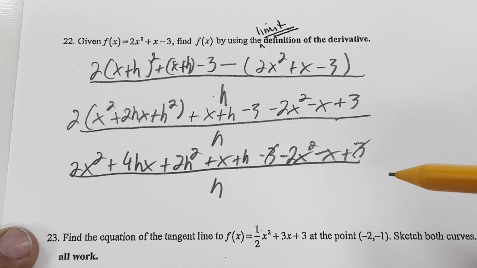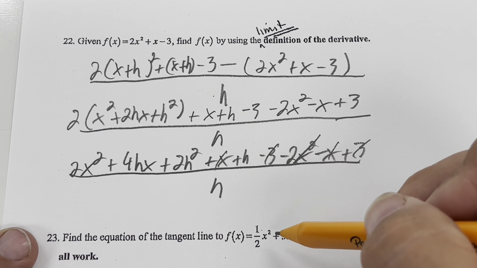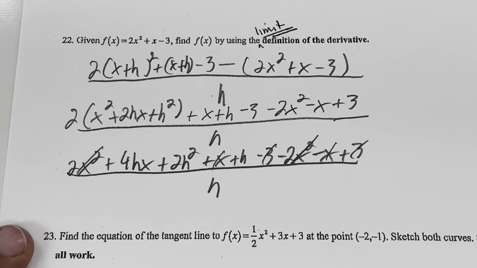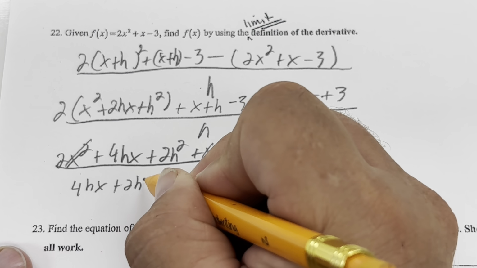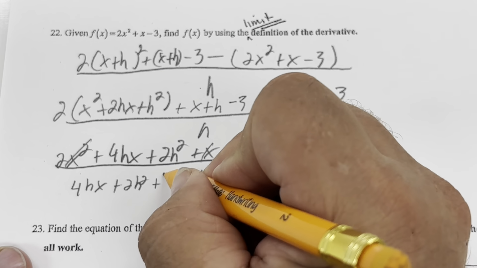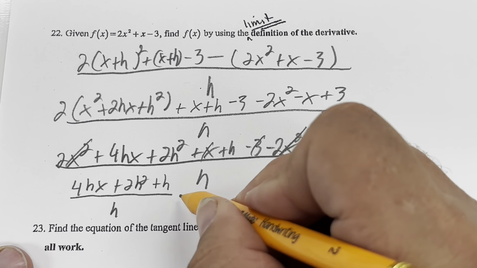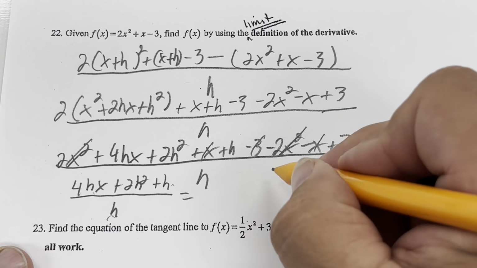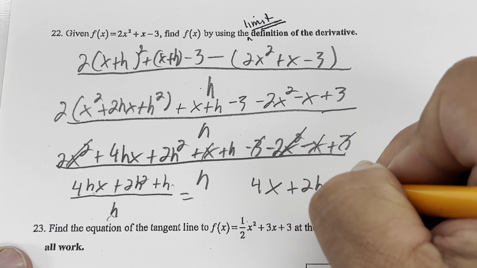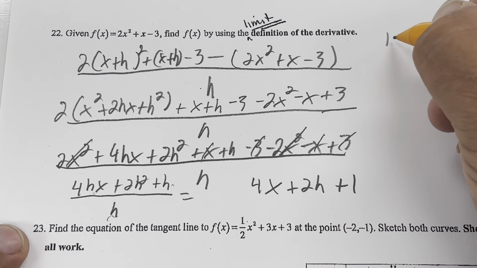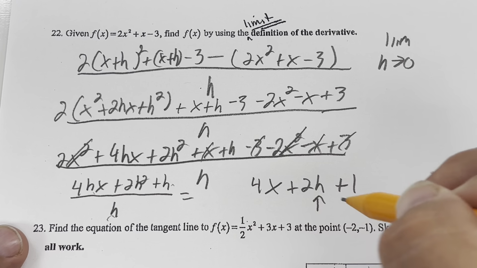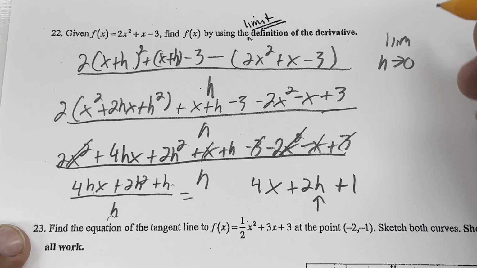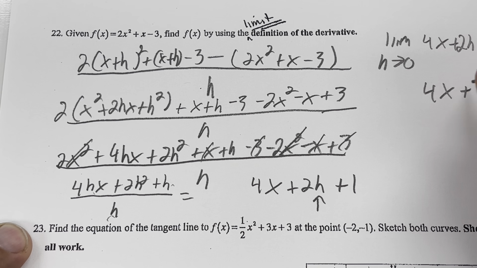So the 3 and the negative 3 cancel out. The negative x and the positive x cancel out. The negative 2x squared and the 2x squared cancel out. So that's going to leave us with 4hx plus 2h squared plus h over h. And then the h will cancel out from each term. So that would give us 4x plus 2h plus 1. And that's the limit as h approaches 0 of this. So we're going to put a 0 in there, and that would give us 4x plus 1.